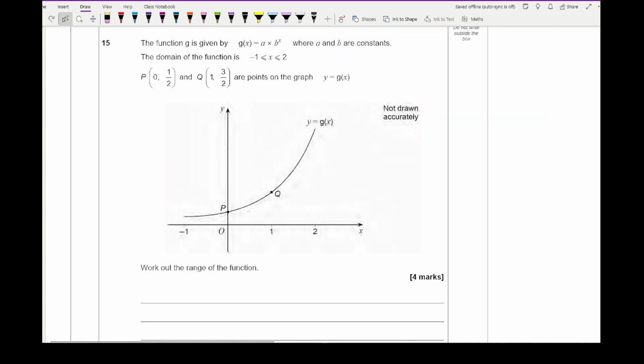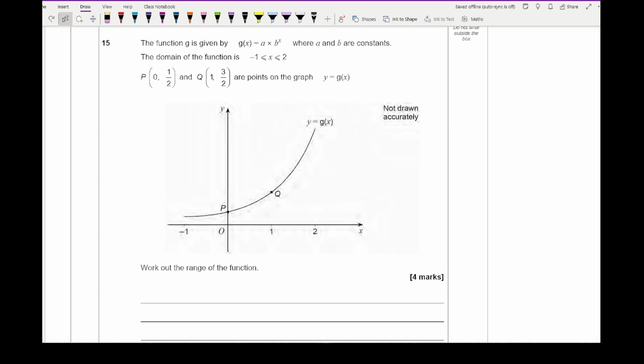Now moving on to question 15, it says the function g is given by g of x equals a times b to the power of x, where a and b are constants. The domain of the function is -1 to 2, inclusive of those numbers. P is at a coordinate of (0, 1/2), and Q is (1, 3/2). They are points on the graph where y equals g of x, and the question is asking us to work out the range of the function.